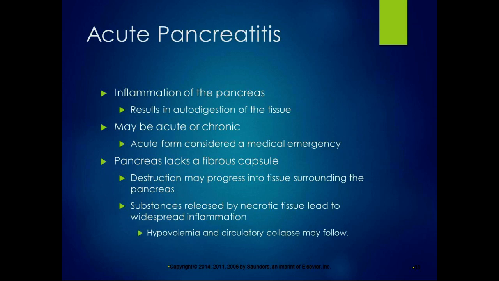So if it's auto-digesting itself, because that's where it's producing all the digestive enzymes, the destruction can progress into the tissue surrounding the pancreas. And once you get tissue death around there, the substances released by the necrotic tissue lead to widespread inflammation. And so it's a bad scene, right? Hypovolemia and circulatory collapse can result from acute pancreatitis. So this is something that needs to be treated pretty urgently.